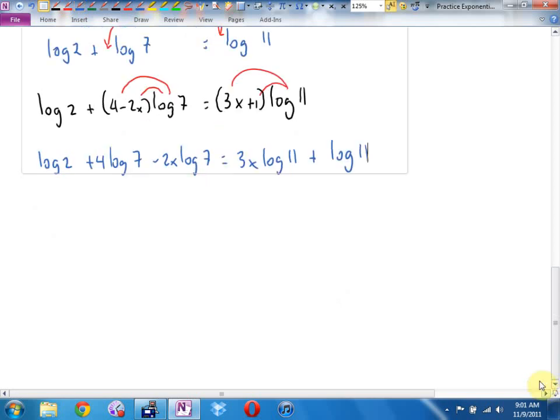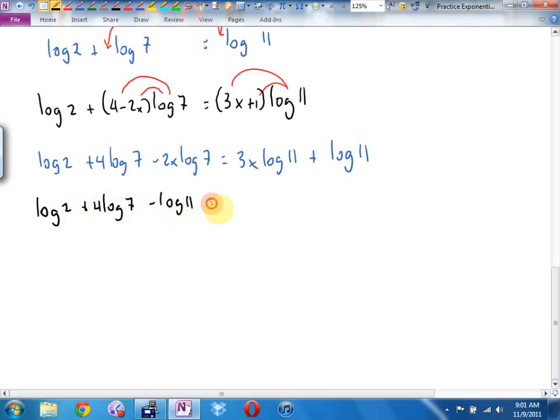Log 2 plus 4 log 7 minus log 11 equals 3x log 11 plus 2 log 7. Oh, wait, Mr. Dueck, 2x. That would have been sloppy. It would have been devastating. It would have been bad.